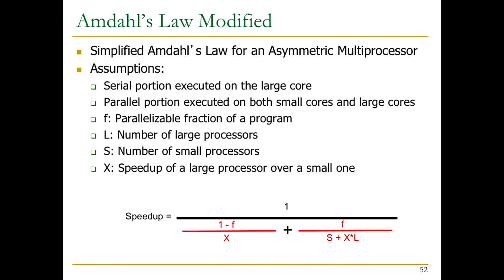Now, because we have different processors, you have L and S, and we have the speedup of a large processor over a small one, X. This is speedup over a single small core. Now, F, the parallelizable portion, can run on both processors, so you divide by S for the small cores, and also on the large core, L times X. Basically, the large cores can give you X times the performance of a small core. That's why you multiply by X.